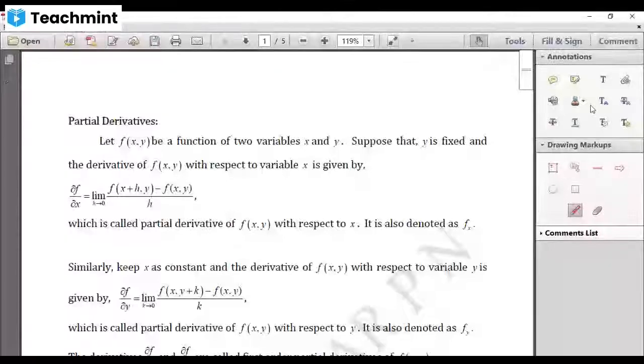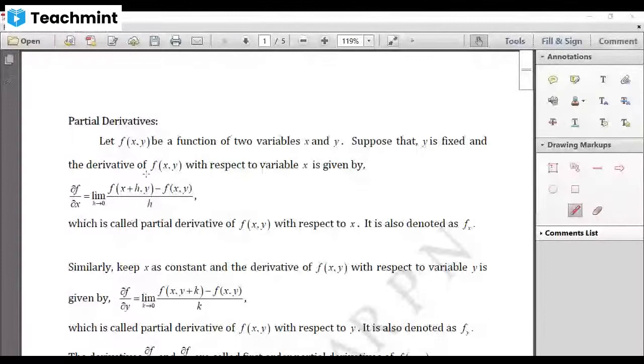So in today's class, we're going to discuss partial derivatives. So what is meant by partial derivative?